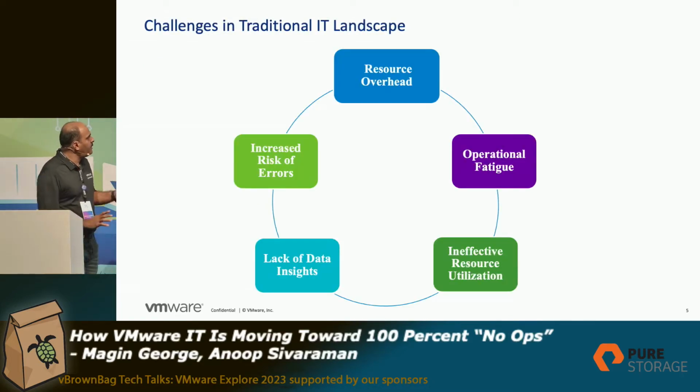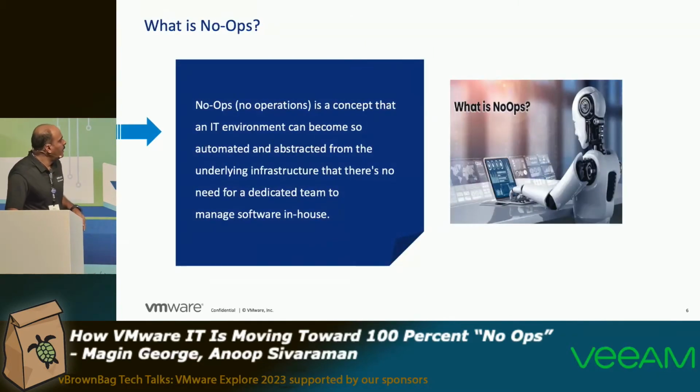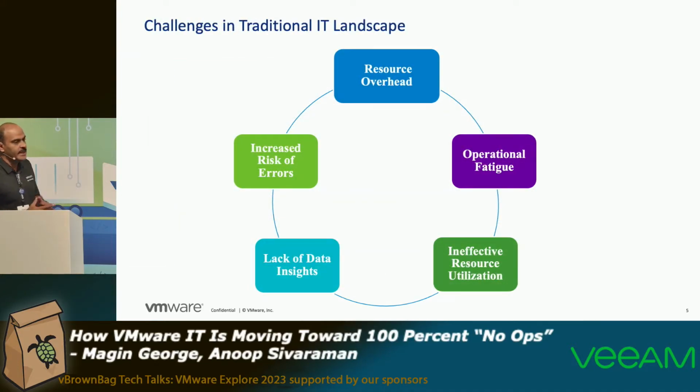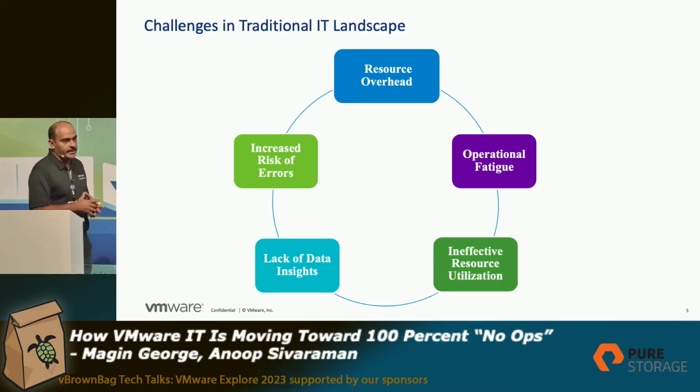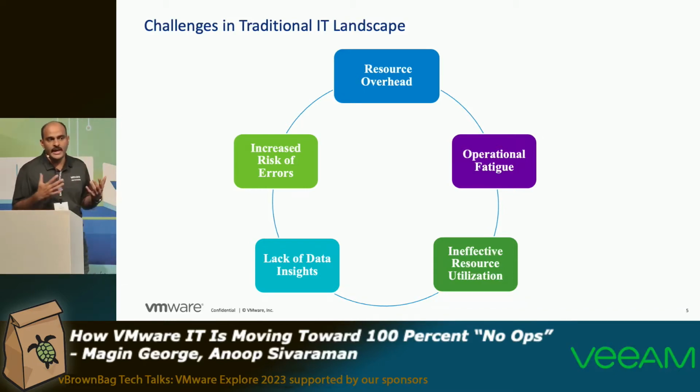So I've just listed a few of the challenges that we face in our environment. These are not in the order of significance. To start with, resource overhead. Manual tasks require human resources, which can be expensive and may limit our ability to allocate resources or personnel for more strategic and valuable activities.